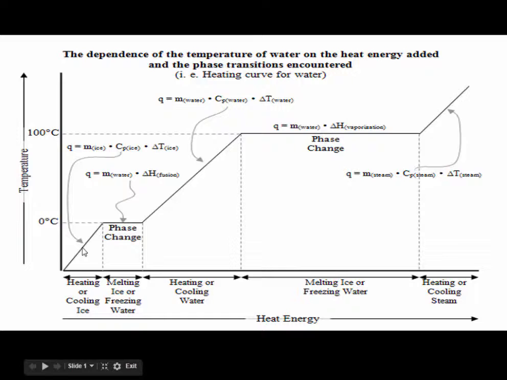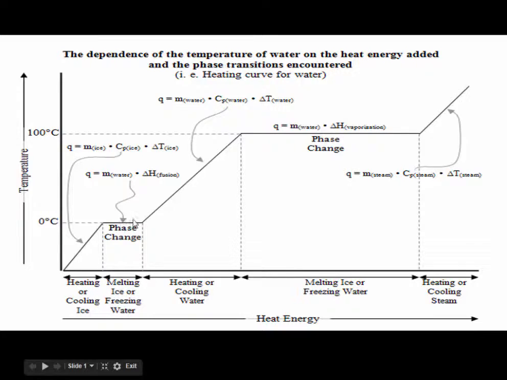So while we're heating up the ice from -5 to 0, we're using this equation: Q equals mass times the heat capacity, or specific heat it's sometimes called, times the change in temperature. And then when we're going through the phase change, we're using Q equals mass times the heat of fusion, or the enthalpy for the melting or freezing of water. Down here it says melting ice or freezing water.